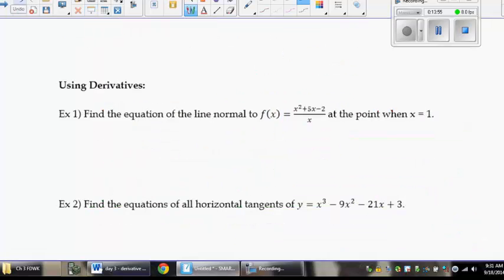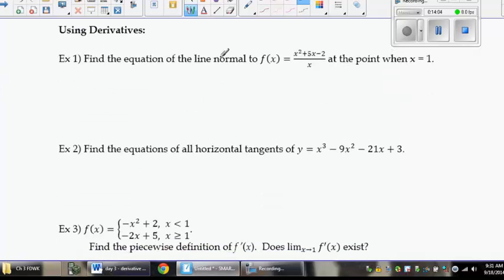All right, and then on the last page, we're just going to do some examples using tangent lines with these rules. So if we had something like this, find the equation of the line normal, remember that means perpendicular, to f of x at the point where x equals 1. What we want to do here is say, well, the normal line is perpendicular to the tangent line, and the tangent line has a slope equal to the value of the derivative. So we need the derivative. And before I go to do that, I really like that this is a quotient. I prefer not to do the quotient rule if I can avoid it.